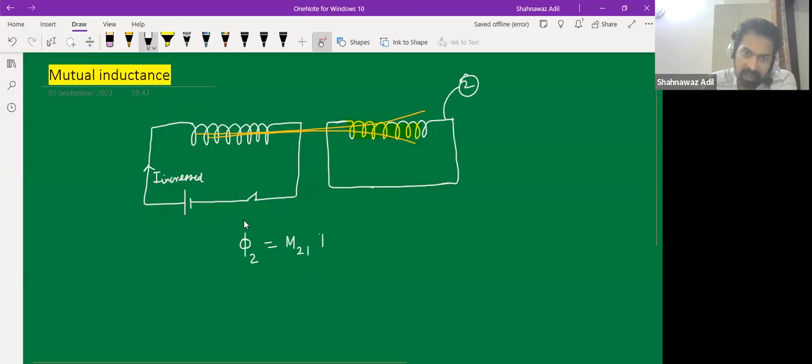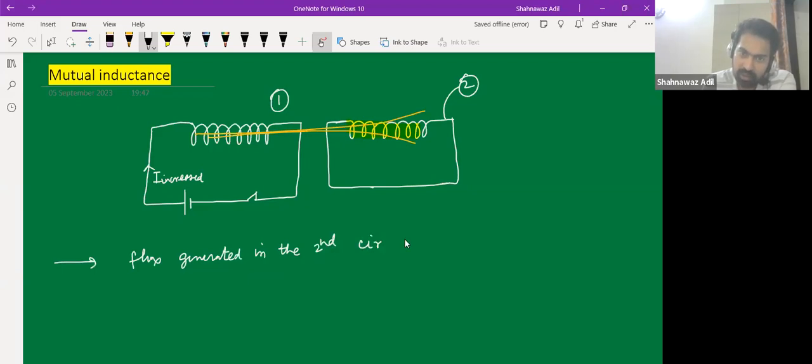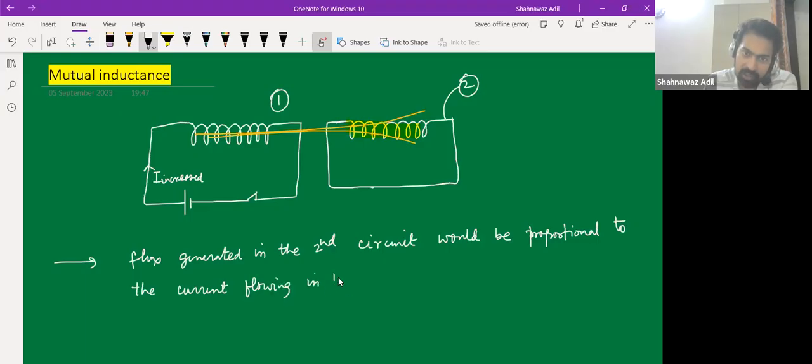So this flux generated says that, let's say this is the first circuit, the flux generated in the second circuit would be proportional to the current flowing in the first circuit.